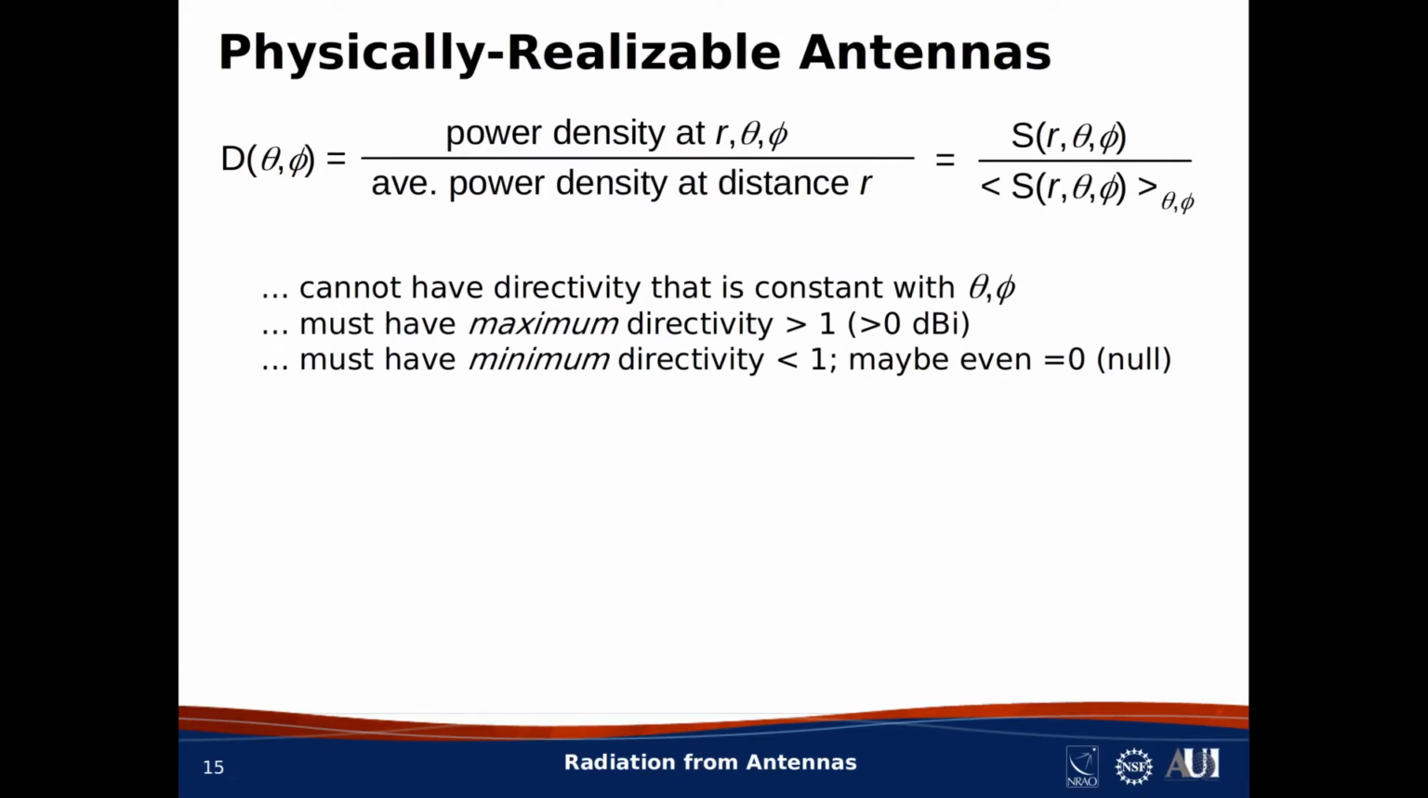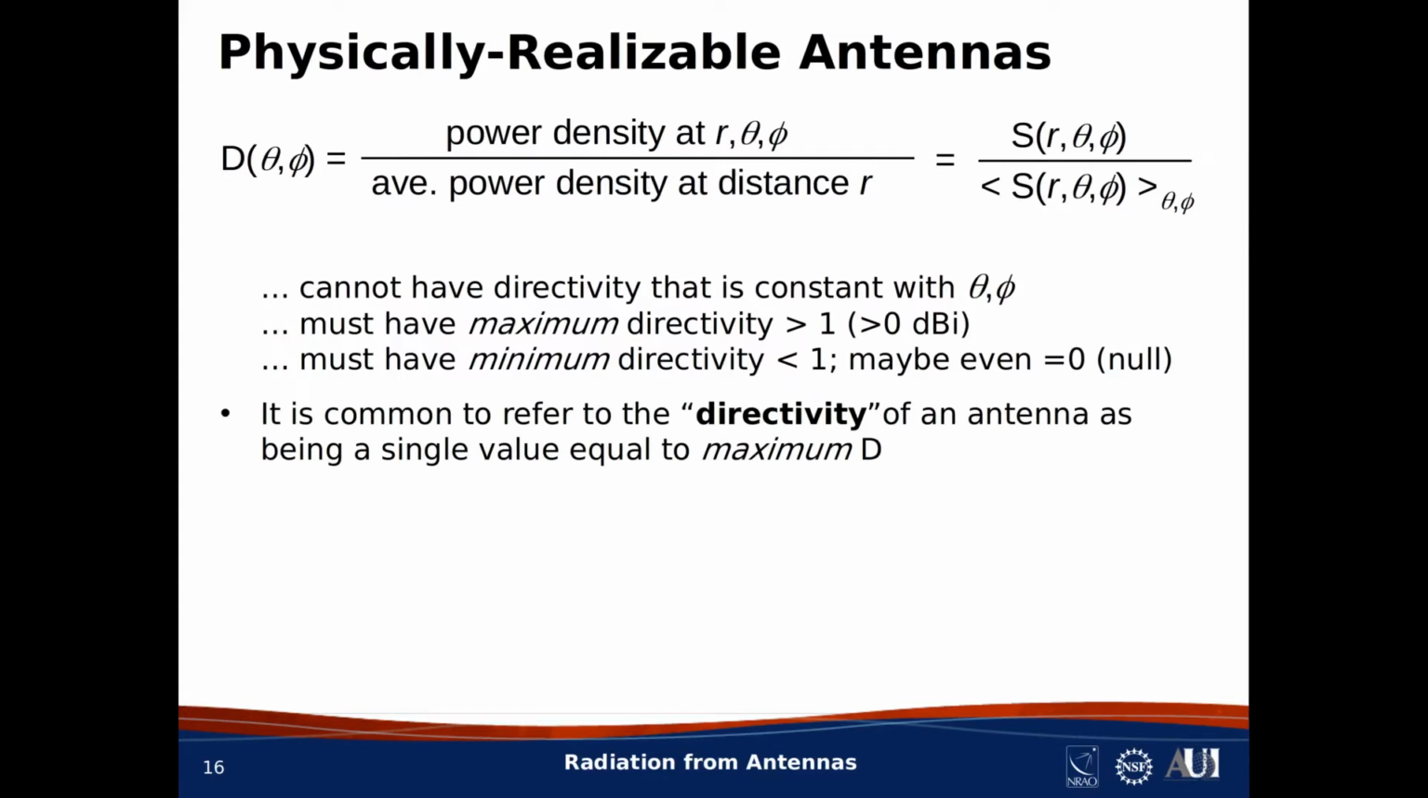Now, let's consider what to expect when we calculate directivity for physically realizable antennas. The first thing is that we will never see directivity be constant with direction. The second thing is that the maximum directivity of a physically realizable antenna will always be greater than 1, that is, greater than 0 dBi. Also, the minimum directivity of a physically realizable antenna will always be less than 1, that is, less than 0 dBi. In fact, the minimum directivity of an antenna could be 0. We refer to that condition as a null.